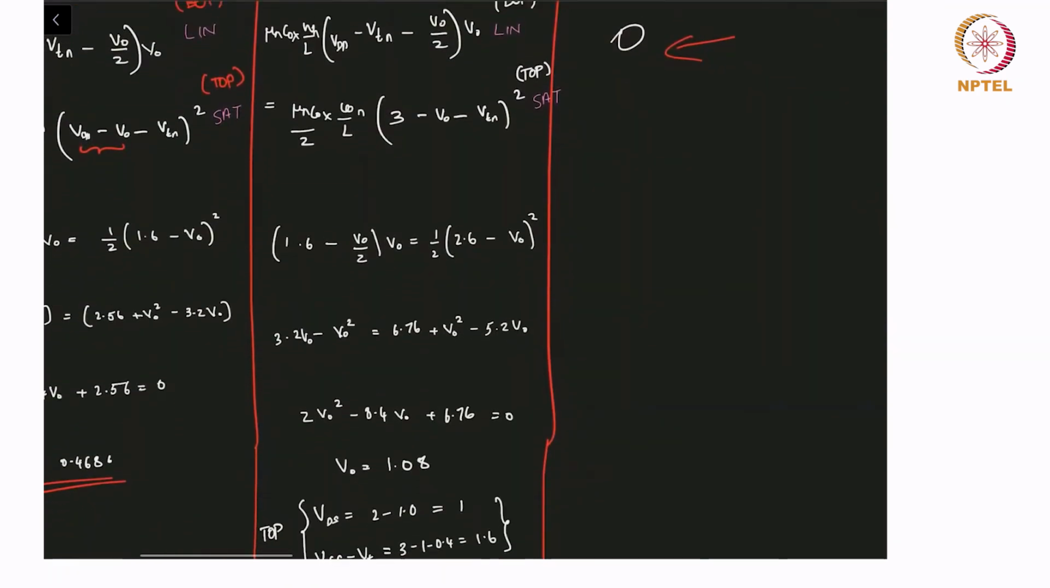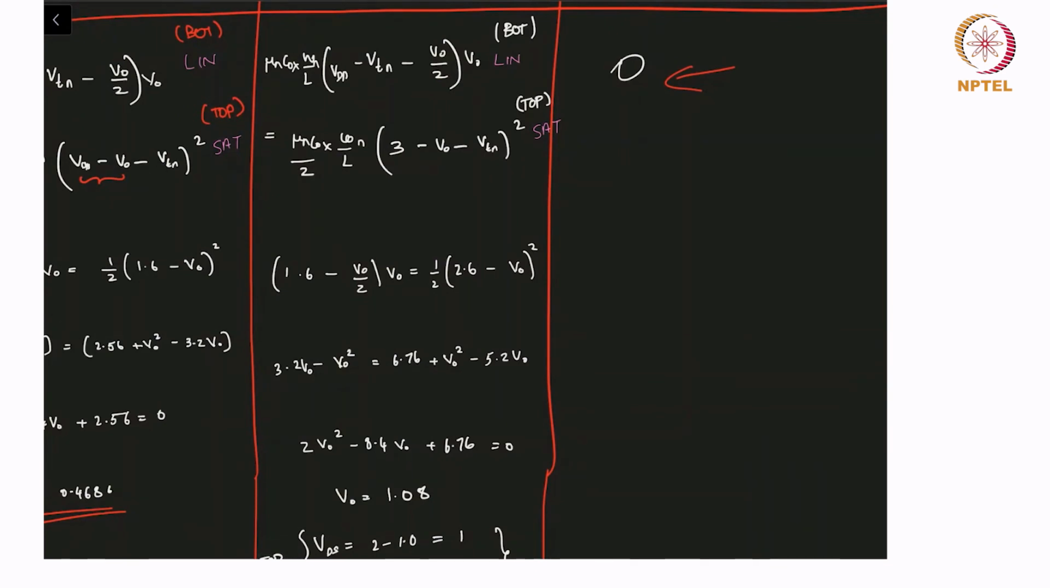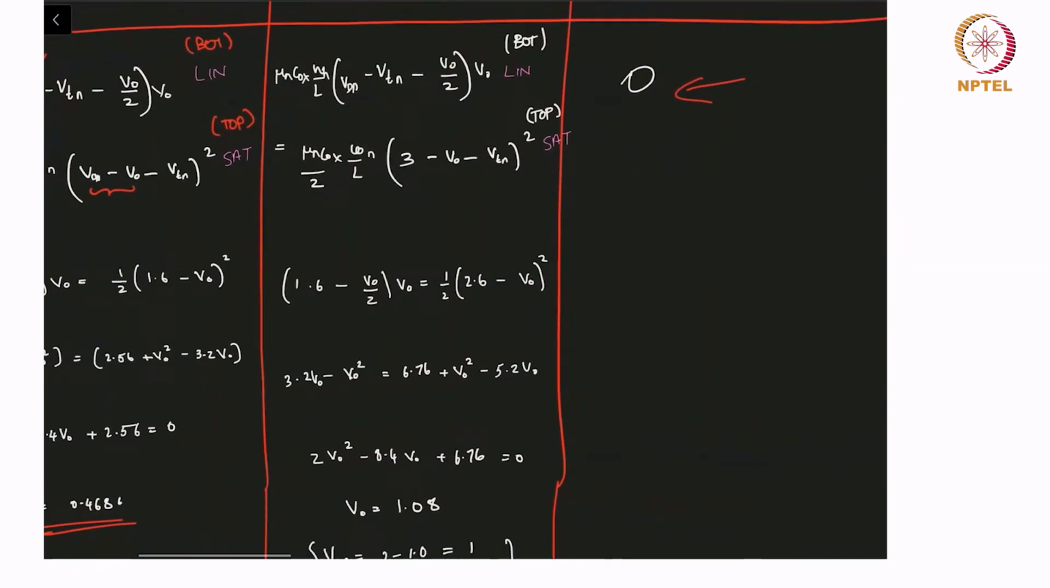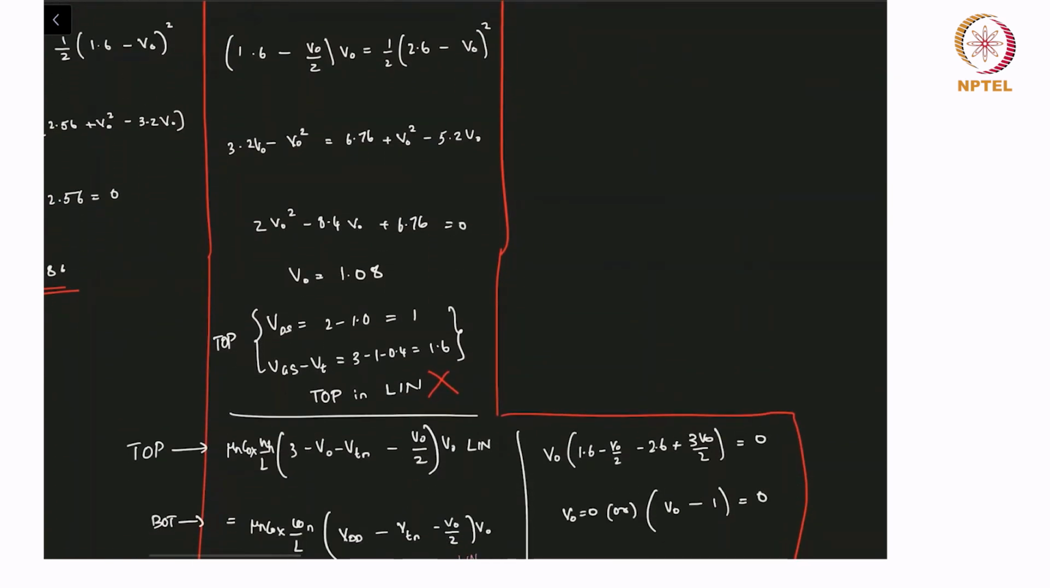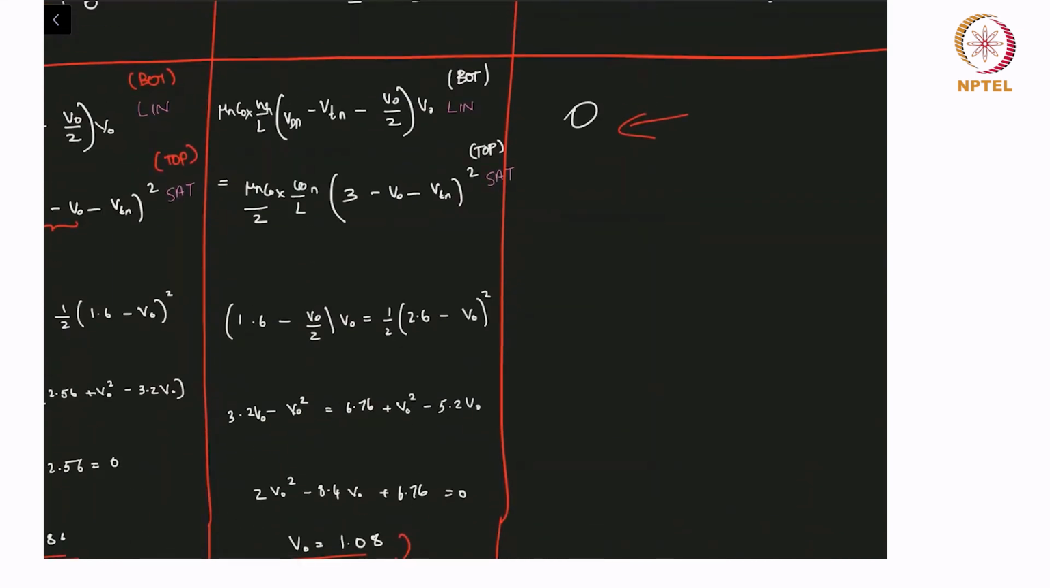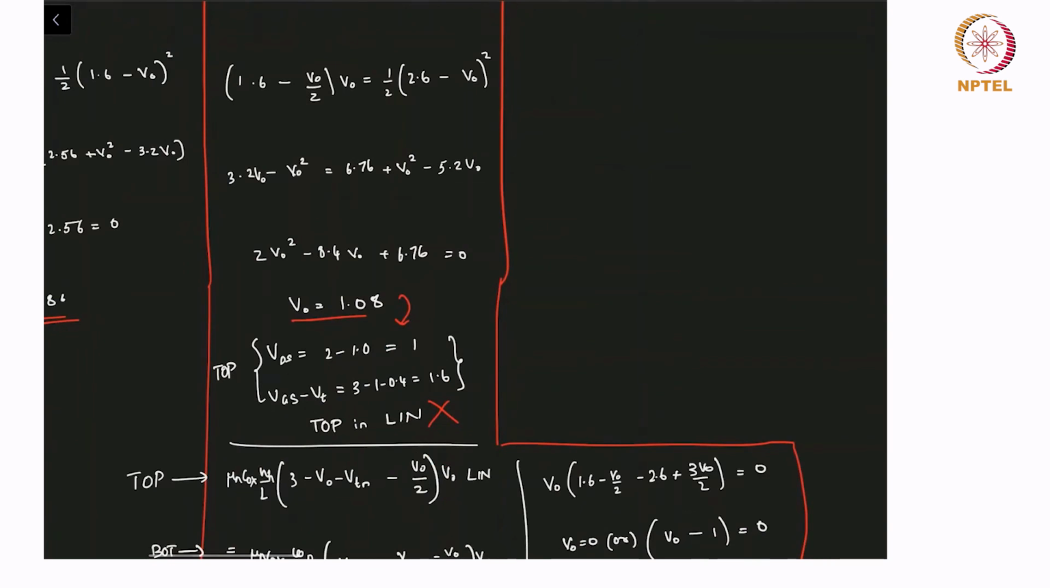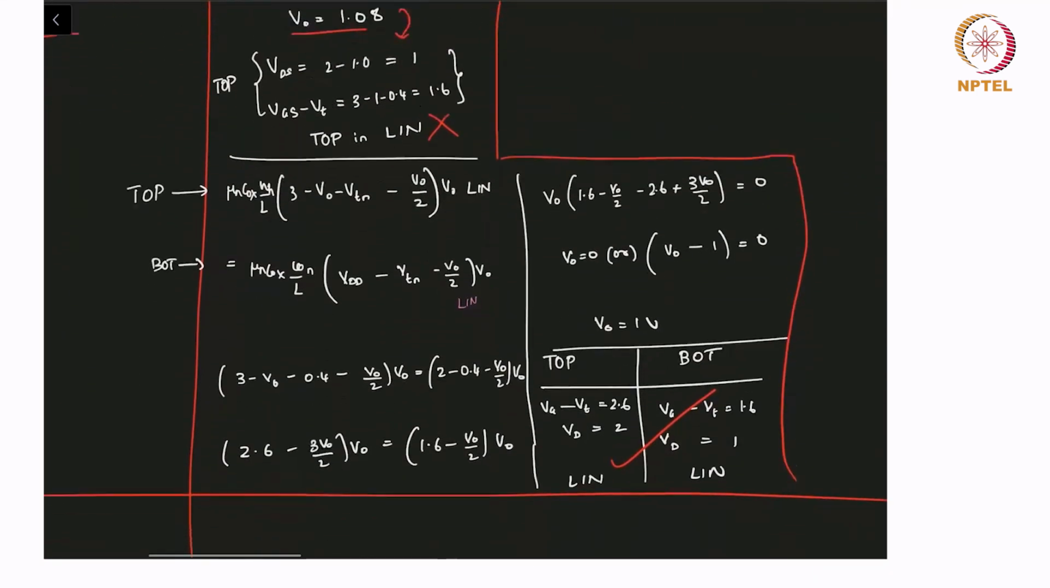And for circuit C, I went ahead with the same assumption, but I equated both the top and bottom transistor currents to obtain one answer, which I eventually, when I plugged it back into the VDS and VGS minus VTs, found that the assumption itself is wrong. That is, if you assume that the top is in saturation region and solve for it, you'll get some V out, but then you will find out that the top is actually in the linear region for that V out. So this is a contradiction, so the assumption is wrong.